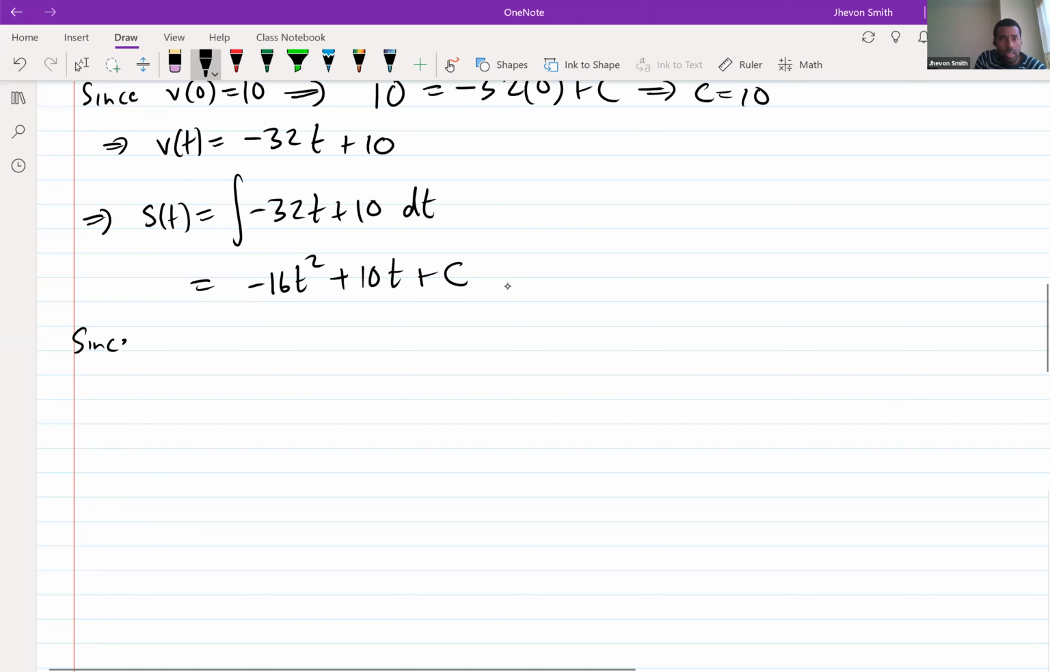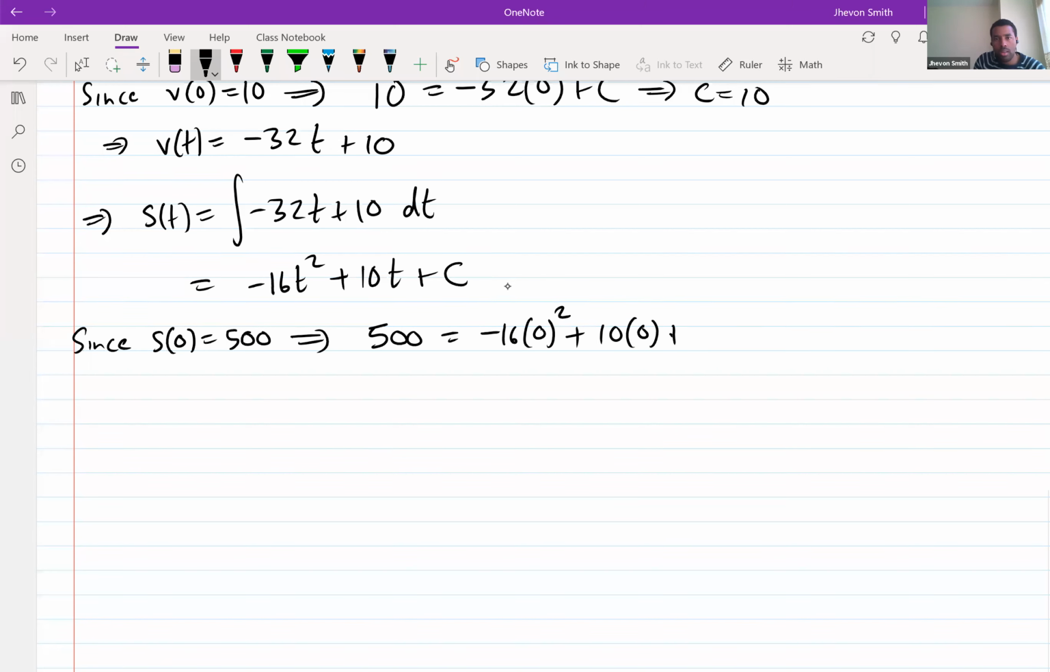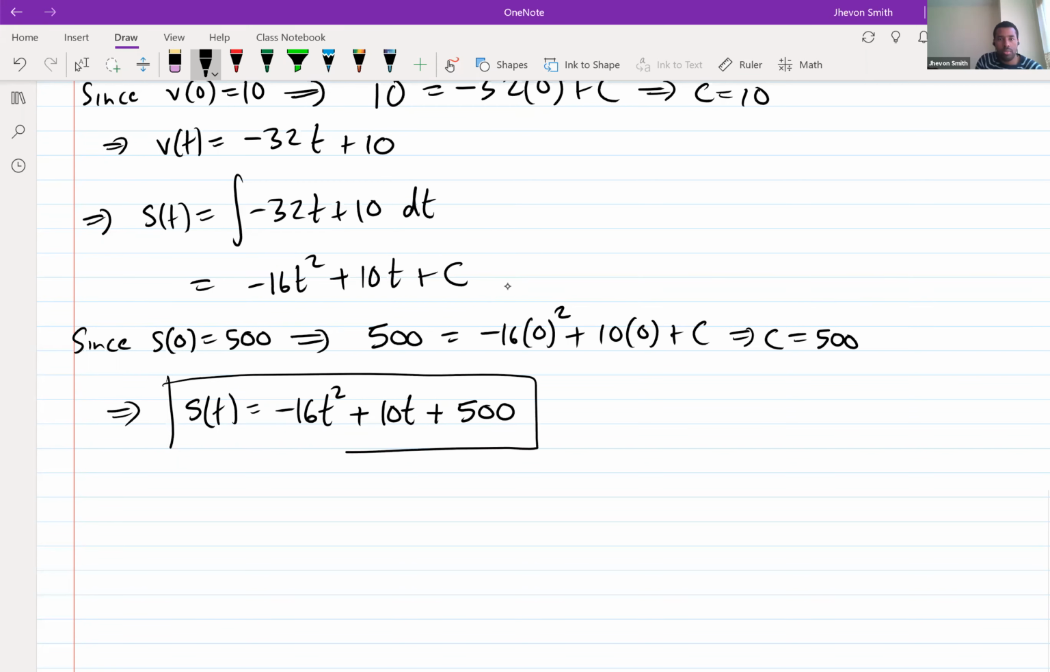So since s evaluated at 0 is 500, this means that 500 is the answer when I plug in zeros for t's. So this means that my c in this case is 500. And this c is different from that c. You can call this a c1 and a c2, but it doesn't really matter. So s of t, the position function, is minus 16t squared plus 10t plus 500. That's one of the answers. This is your position function. That would describe the position at time t, where t is in seconds.